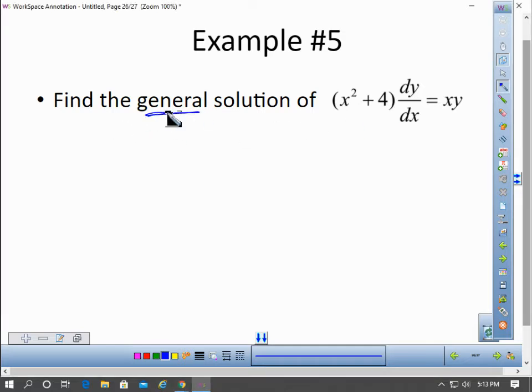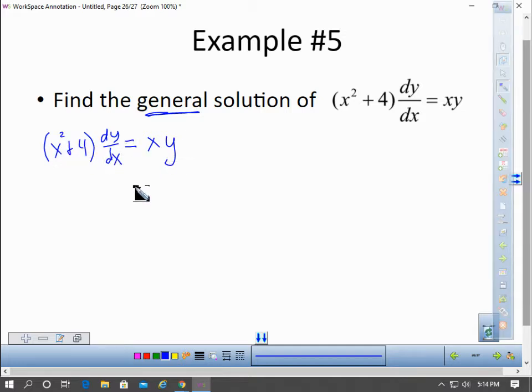All right, so I've got this equation. It says find the general solution. So I need to separate, get my y's on the left and my x's on the right. So what do I have so far? I have (x squared plus 4) dy/dx equals x times y. Okay? So I need to, first of all, get this y on the left side. So I'm going to divide by y. I need to get all of these x's over on this side. So I will be dividing by x squared plus 4, and I'll be multiplying by the dx.